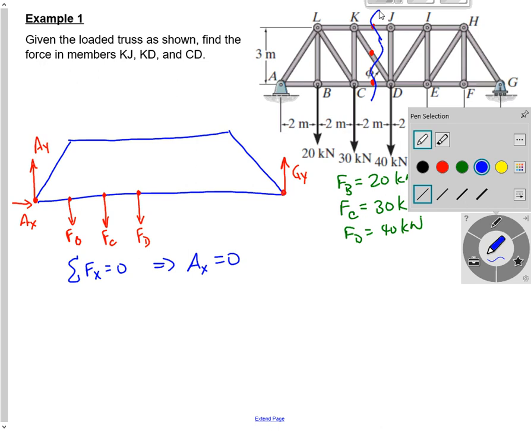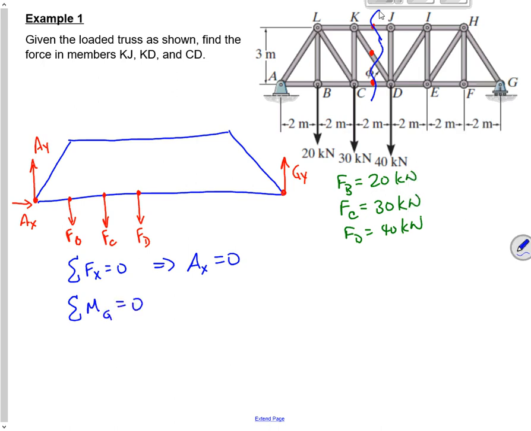Now I want to find AY, so I'm going to do the sum of the moments about G, which has to be equal to 0. I'm going to choose positive to be counterclockwise. So that means I get FB times, how far is that? 2, 4, 6, 8, 10 meters.